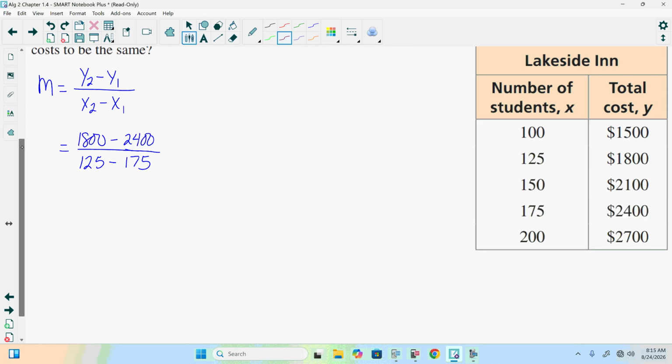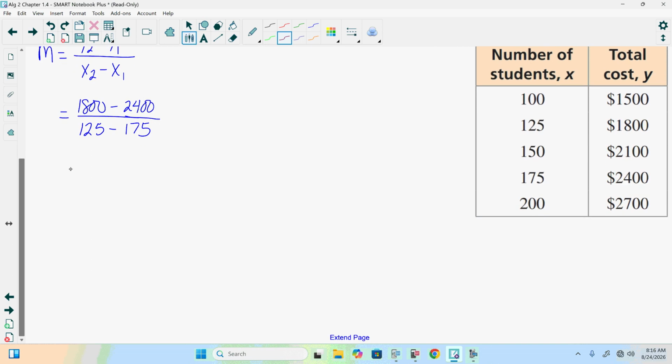We can't just use 1800 minus 1800 over 125 minus 125. There is no slope. That's just a point. Now from here, we can do one of two things. We can plug it in a calculator, or we can do it by hand. If we do this by hand, 1800 minus 2400 seems like a massive calculation to try to do in our head, yes?